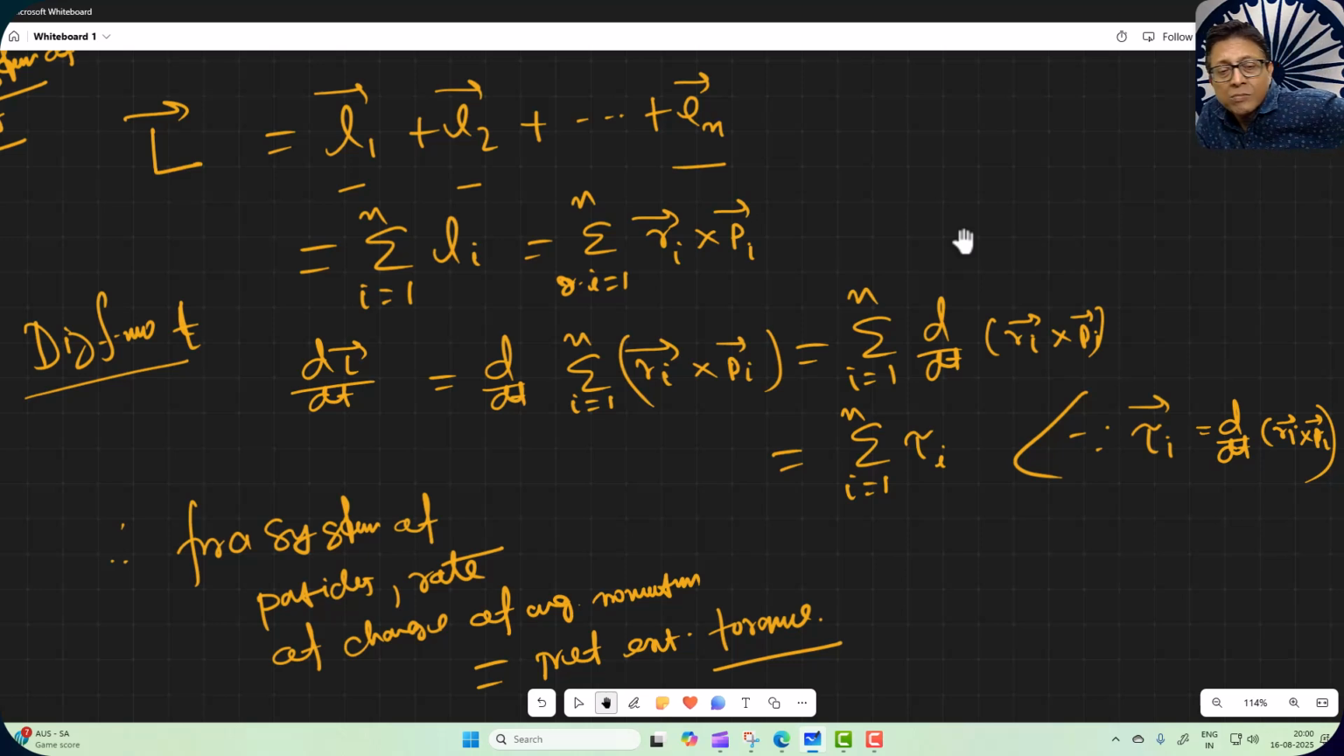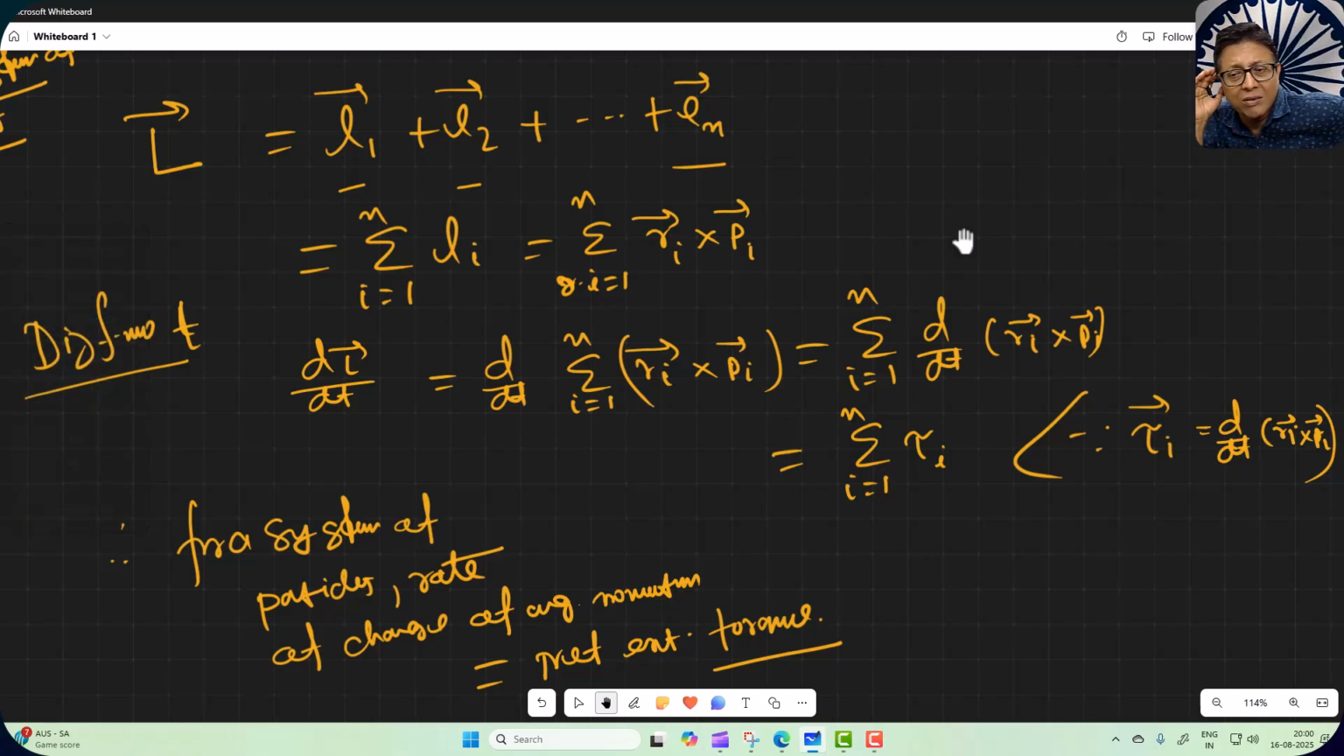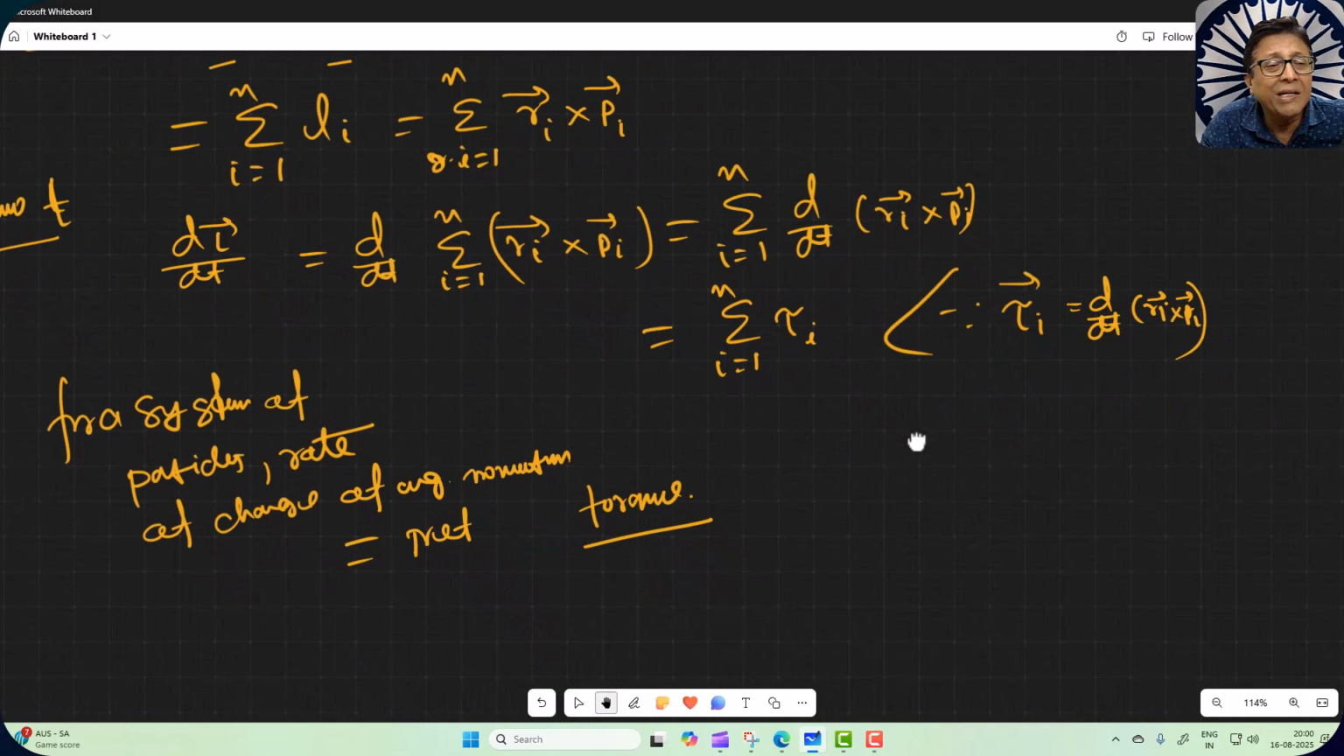It's okay? You can write net external torque. Will you say this one net external torque or just external? Just torque. I have not mentioned external torque so far. Just net torque acted on it. This torque may be internal, may be external. Okay?